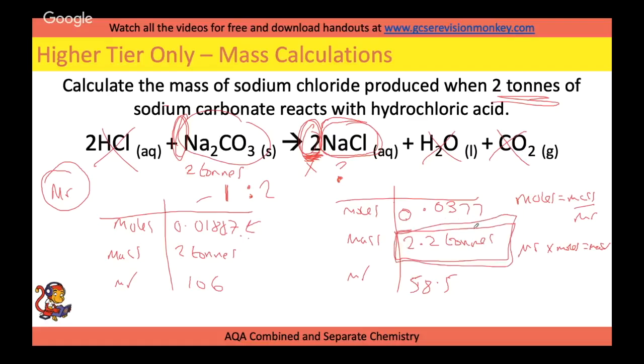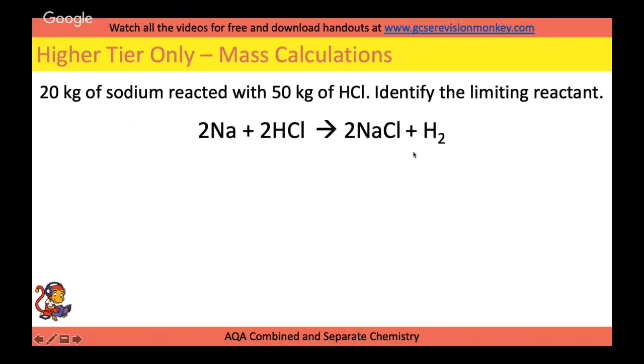That's fine as well. This is the last question for higher tier, you'll be pleased to know, and it is about limiting reactants. Now I would recommend converting these ones to grams first of all, because last year you were Dr. Mark if you didn't do a limiting reactant question in grams. Don't forget kilo is times 10 to the 3, so you multiply by 1,000. So you'd have 20,000 and you'd have 50,000.